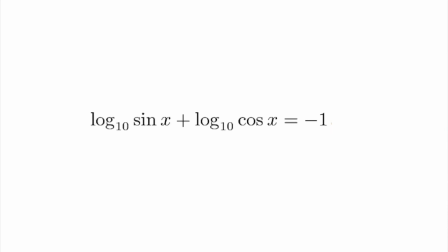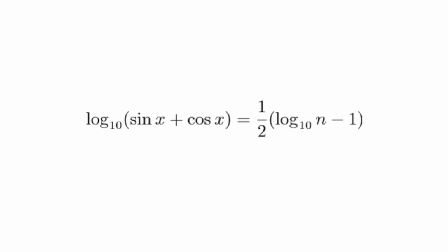Given that log base 10 of sine x plus log base 10 of cosine x equals -1, and log base 10 of sine x plus cosine x equals 1/2 log base 10 of n minus 1. Find n.